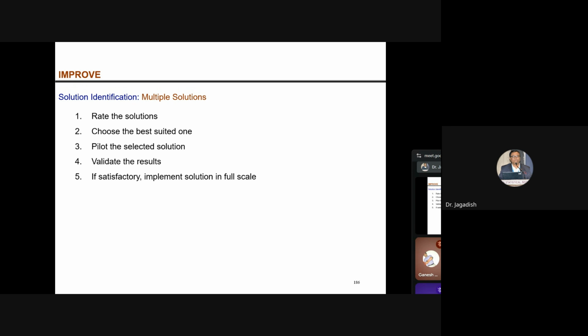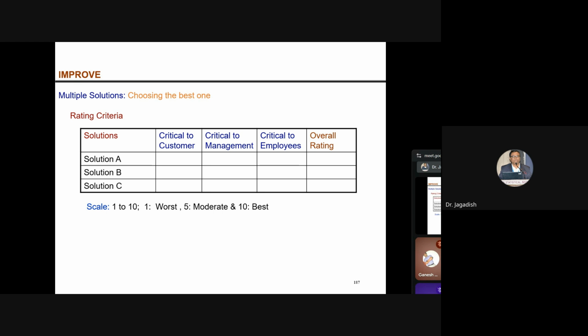If satisfactory results we get, you implement. Otherwise, go for the second solution. That is what we do in rating the solution. Solution A, solution B. Suppose you have three solutions. Then you see solution A is better for customer, better for management, better for employee. You should not implement such a solution which is hindering the customer.